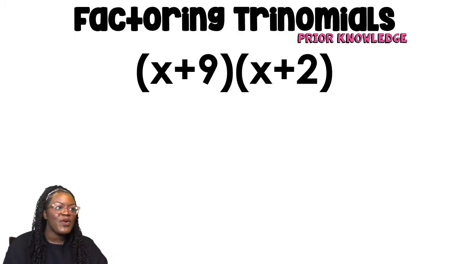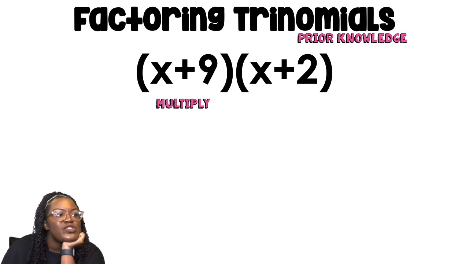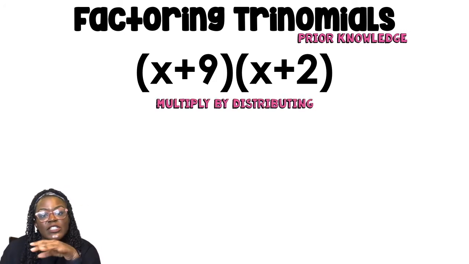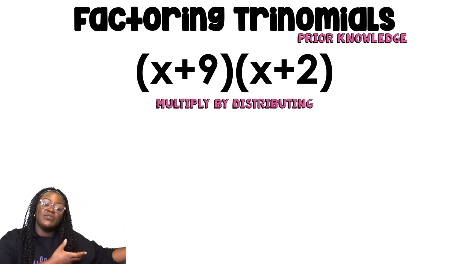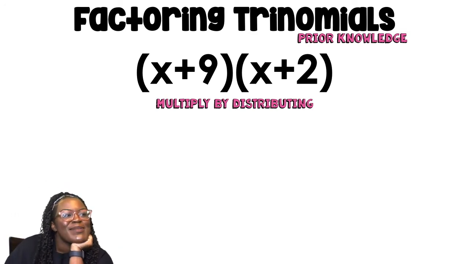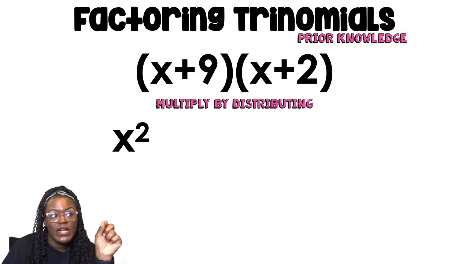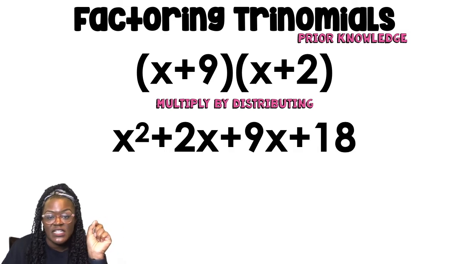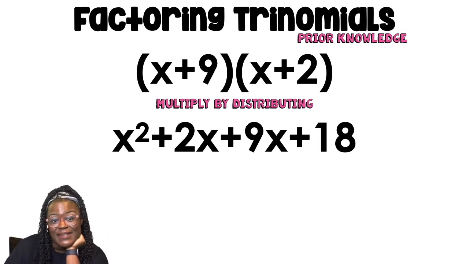Factoring trinomials, prior knowledge. So what you know is that when you multiply, you do this by distributing, right? So this is something you already know. I have to take you where you've been so that you can get to where we're going. That was deep. So when I multiply by distributing, I'm going to do x times x, and that's going to give me x squared. And then x times 2, that's going to give me 2x. And then 9 times x, that's going to give me 9x. And then 9 times 2, and that's going to give me 18.